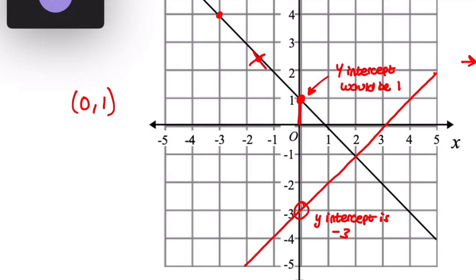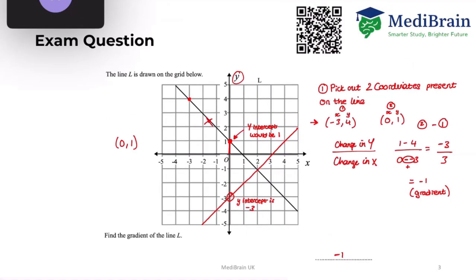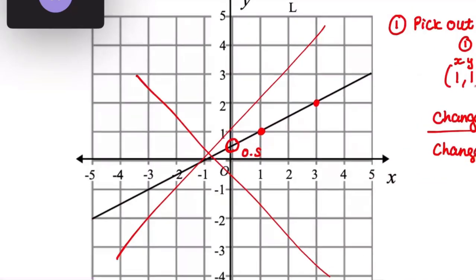Okay, when you've got the y-intercept, the x value is always going to be 0. In this example, we saw the y-intercept was 0.5. That's the place where it crosses the y-axis.